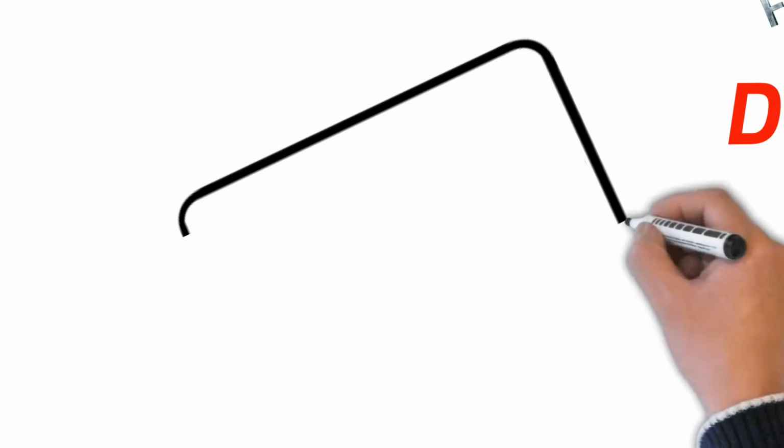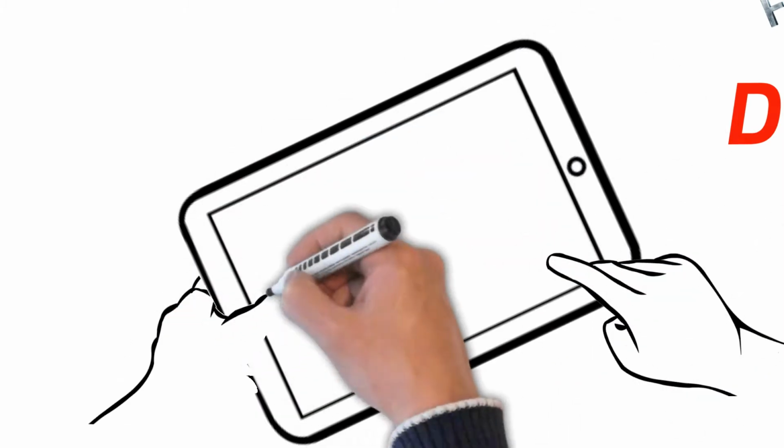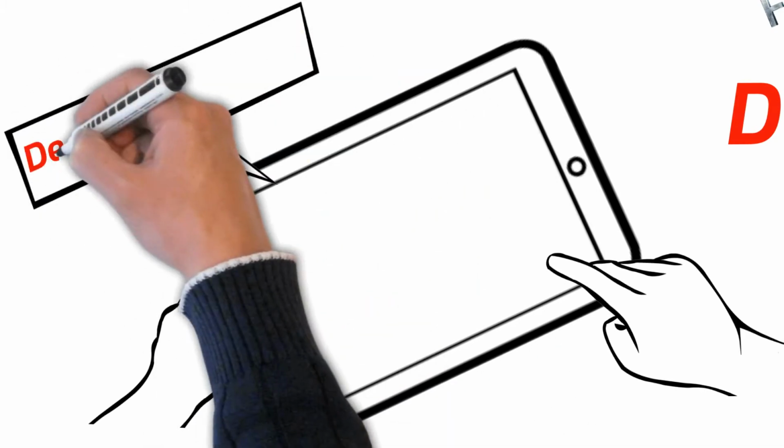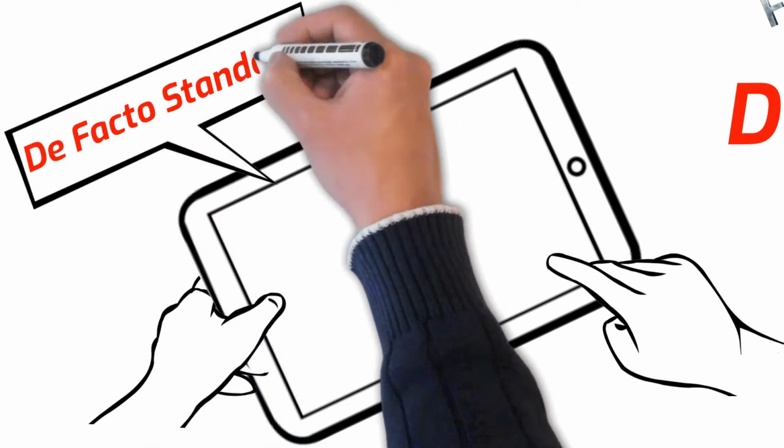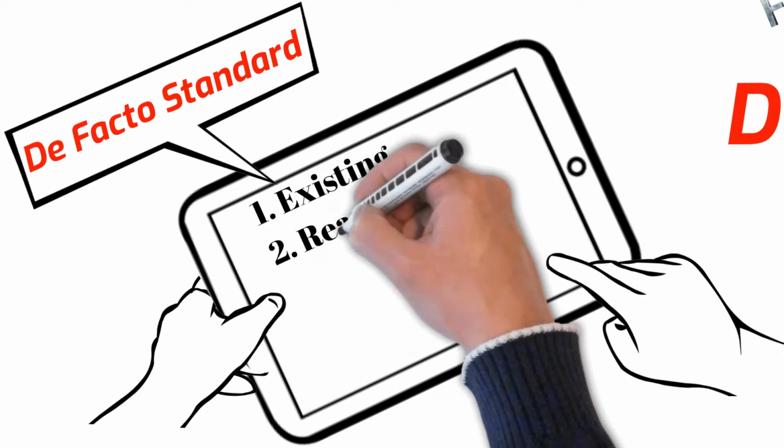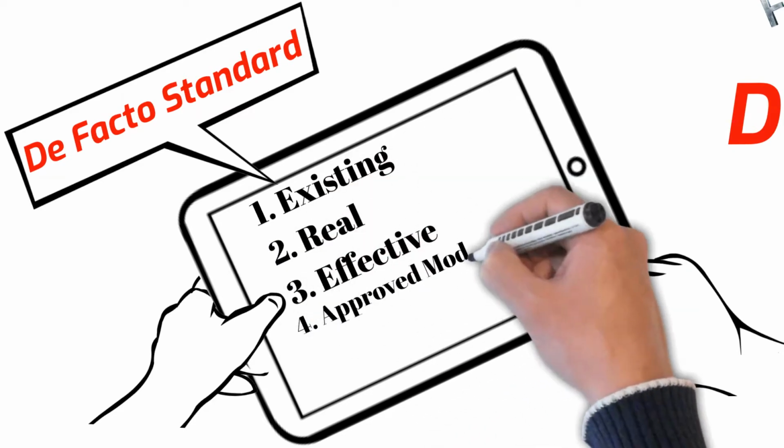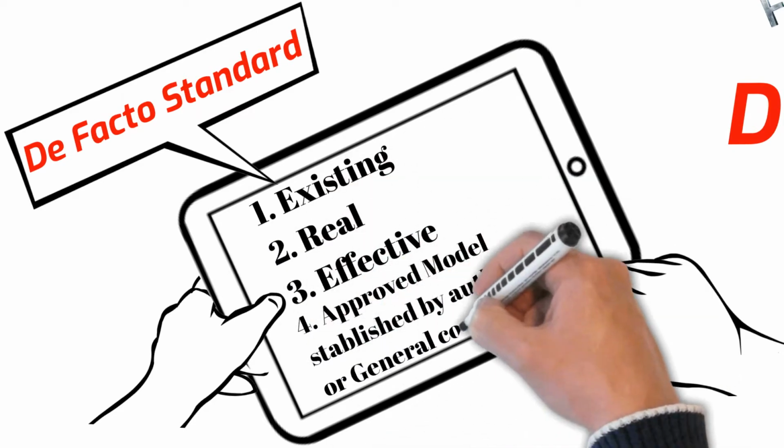Now, to finally wrap things up with the first part of this video, let's do a quick recap and summarize the 4 key principles we learned from the semantics of the de facto standard as being an existing, real, effective, approved model established by authority or general consent. Now, let's move into the profit model.